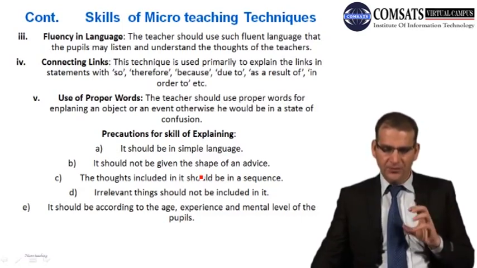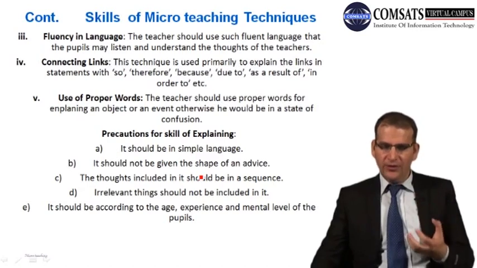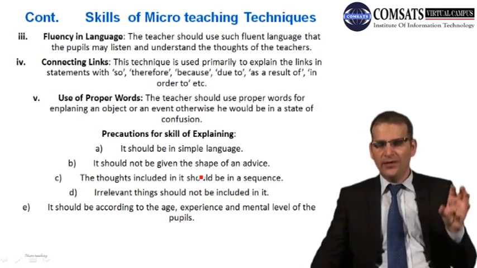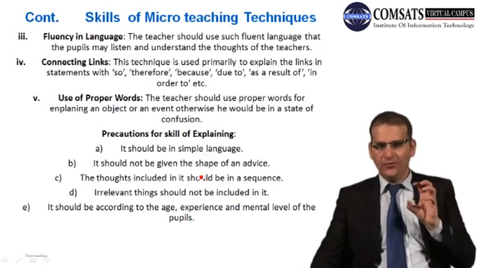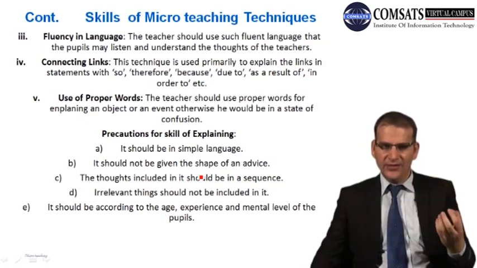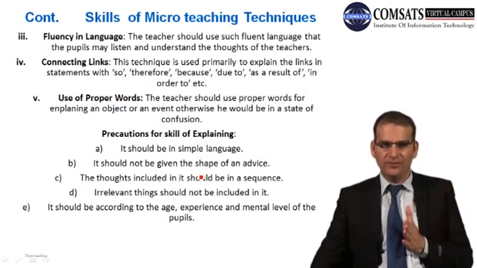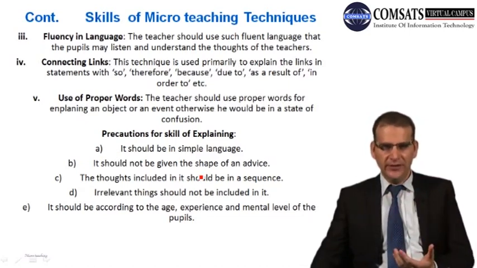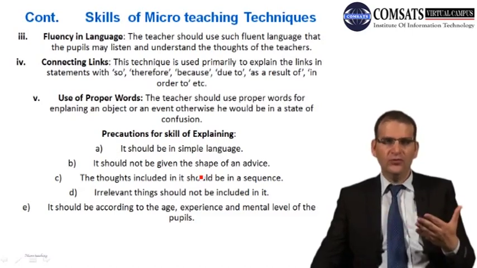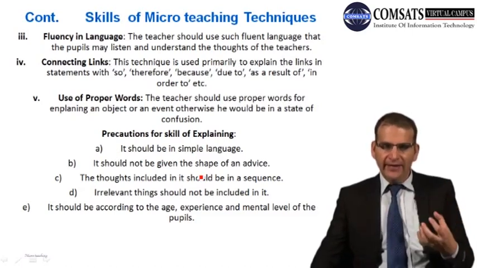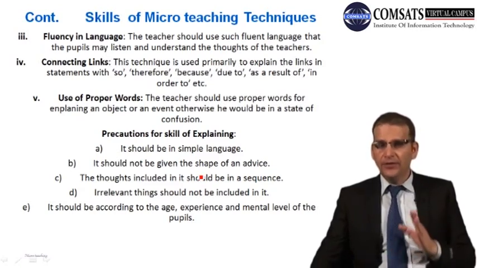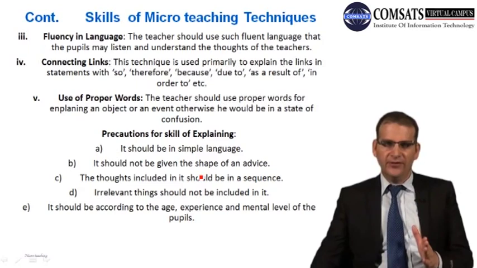So explanation: the thoughts included in it should be in a sequence. Again, sequence. When you talk about the communication process, first you talk about the communicator. Then, of course, the receiver. Of course, the message. So a sequence is also important, because a sequential way helps improve teaching and learning. So do things in a sequence. Irrelevant things should not be included. Try to be relevant. I've talked about this earlier. We have deliberated on this earlier, that you see, try to be relevant.